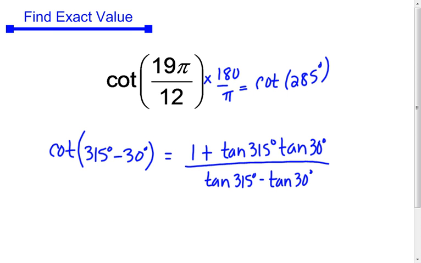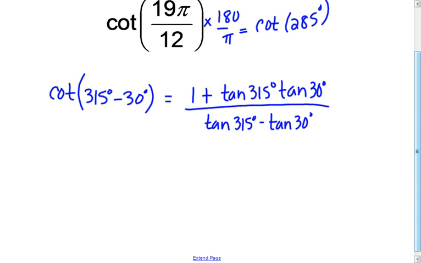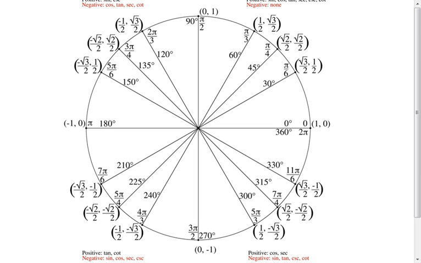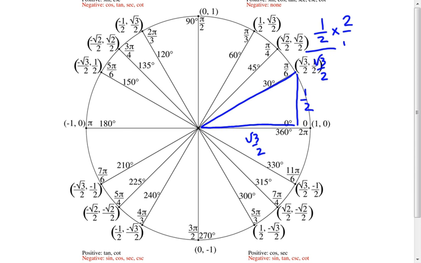Okay, so now we have a little work to do to figure out tangent at 315 and tangent at 30. So tangent at 30, if you make your handy dandy little triangle, tangent at 30 is opposite over adjacent. So your opposite is 1/2, your adjacent is root 3 over 2. And so you need to go 1/2 over root 3 over 2. Can't have a double fraction, so you flip the 2 over root 3.